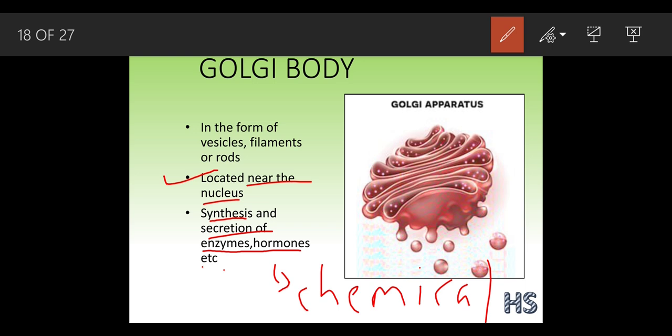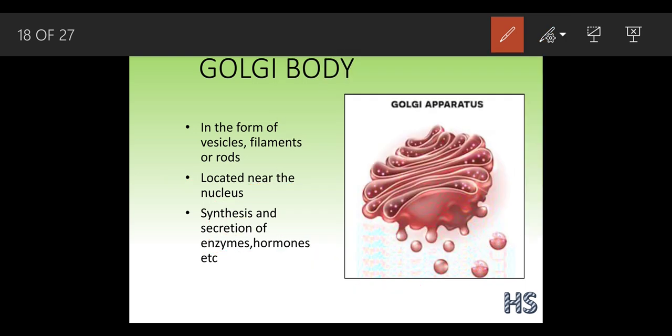What are enzymes? These enzymes are the biological catalyst, and everybody knows what a catalyst is. A catalyst helps to speed up the reaction. These are considered to be the biological catalysts.